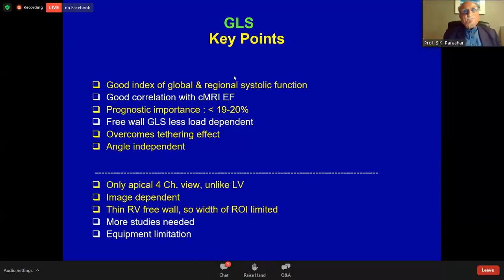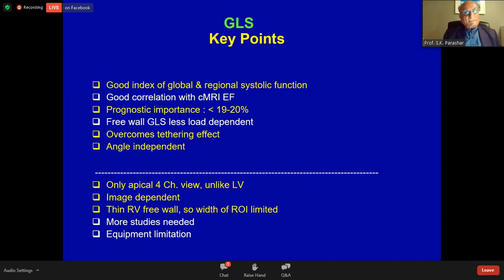The key points about longitudinal strain are that it is a good index of global and regional systolic function. It has significant prognostic importance depending upon the value. It overcomes the tethering effect which is normally seen in the ventricles. It is angle independent. Some of the limitations are that only the apical four-chamber view is available, unlike the left ventricle. It is image dependent, especially when the lateral wall is seen.